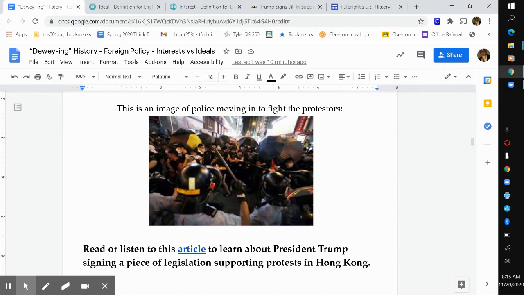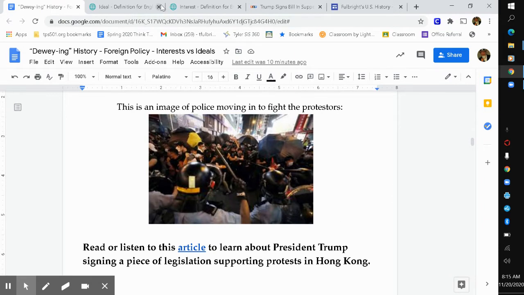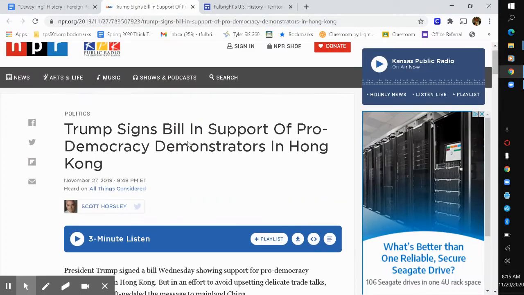So all of this is happening between China and Hong Kong. How does the United States play a role in this? We're going to learn about some legislation signed by President Trump.